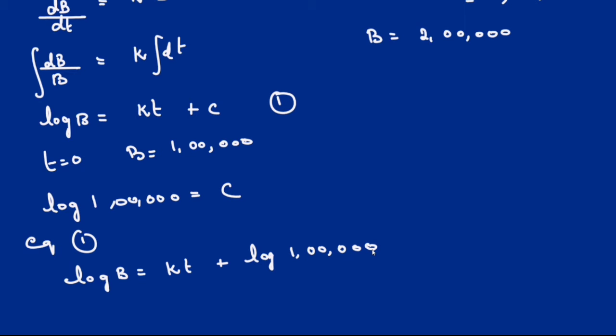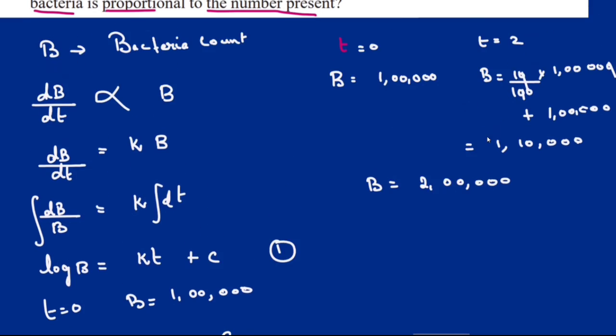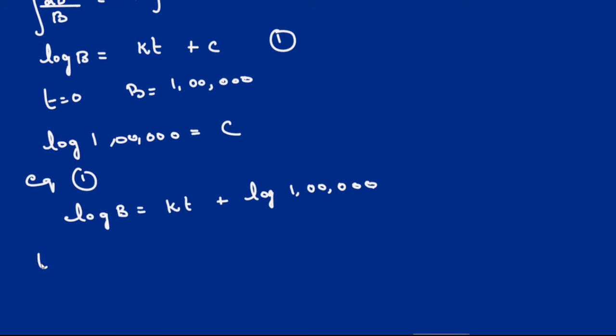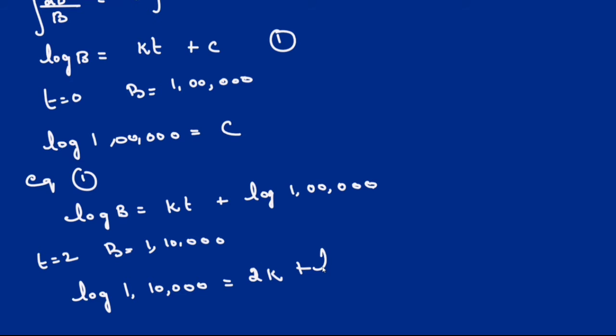Now, to find the second constant, how do you find the second constant? That is this constant k. The second condition: T is 2, the bacteria count is 1 lakh 10,000. So put T is 2 and bacteria B is 1 lakh 10,000. So log B will become log 1 lakh 10,000. T is 2, so 2k plus log 1 lakh.